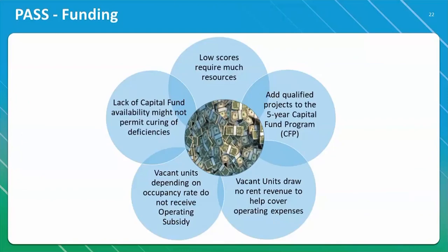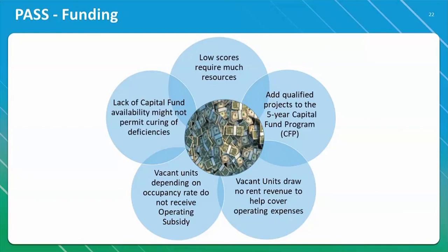On the physical condition, the past score, of course, when we have low scores, we know we need more dollars. I put the big blob of money in the middle, but I don't want to say everything is driven around the money, but money is a big factor. When we have lower scores, typically it's a result of not having enough resources to even address the issues. And we need to make sure that the project is a qualified project in the 5-year capital fund program, that it conformed to all the requirements.